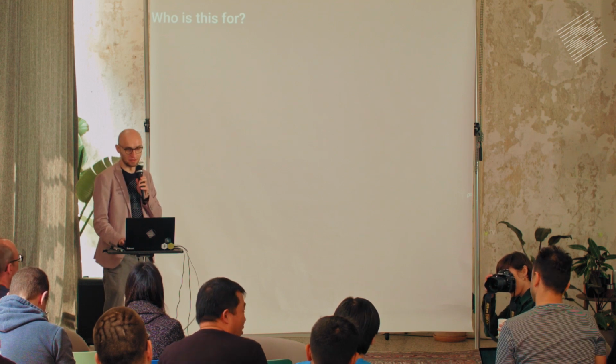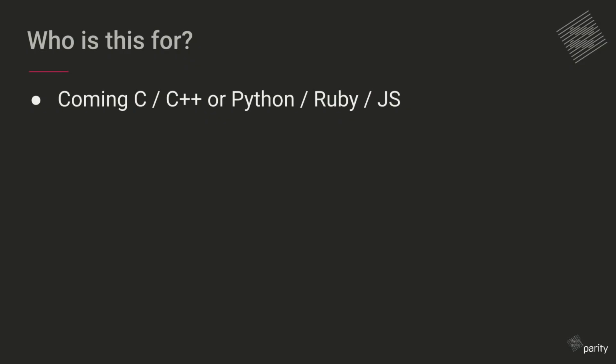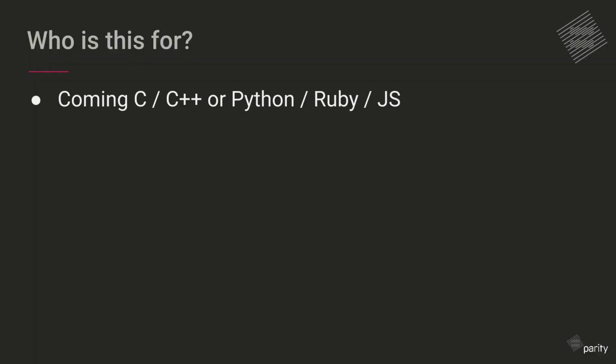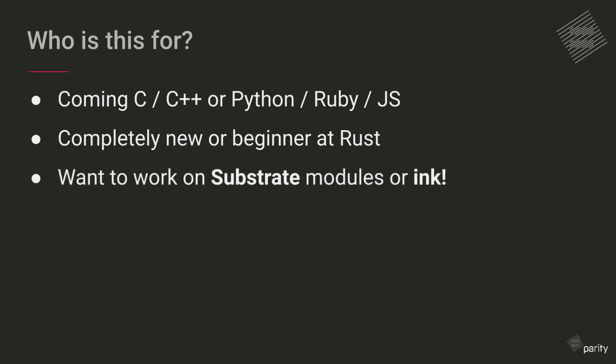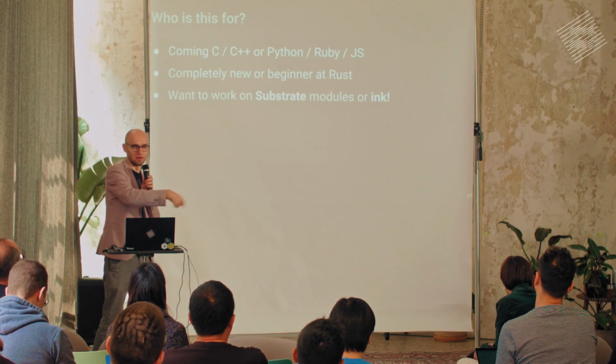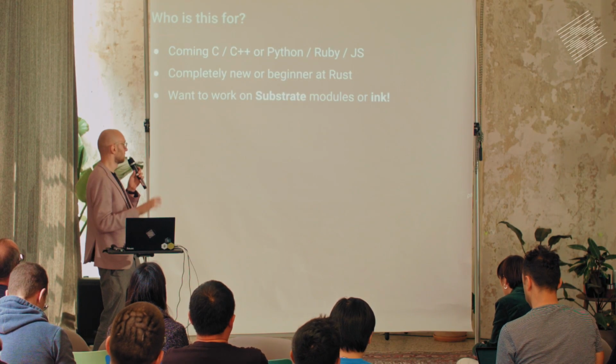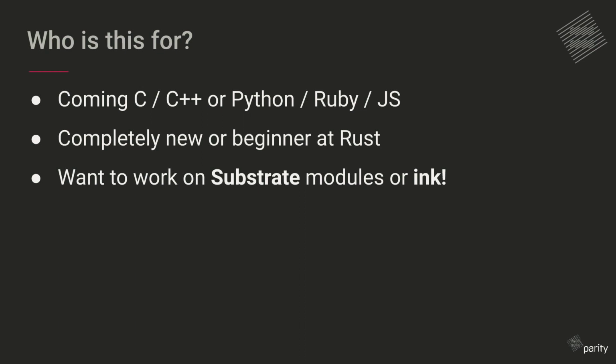So first of all, who is this for? If you're coming from C and C++, or from the other end of the spectrum, like JavaScript, Python, whatever, you will be good. If you're a beginner, you're good. Or completely new, you're also good. If you're kind of intermediate, you might still pick something up. There are things here that I didn't know a year into my coding in Rust. So hopefully there's something useful for everyone.